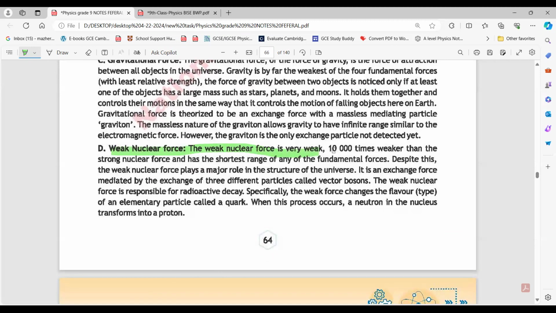A weak nuclear force is very weak, 10,000 times weaker than the strong nuclear force, and has a short range of the fundamental. Despite this, a nuclear force plays a major role in the structure of the universe. It is an exchange force mediated by the exchange of three different particles called vector bosons. The weak nuclear force is responsible for radioactive decay. Specifically, the weak force changes the flavor of an elementary particle called quark. When this process occurs, a neutron in the nucleus transforms into a proton, made up of quarks.